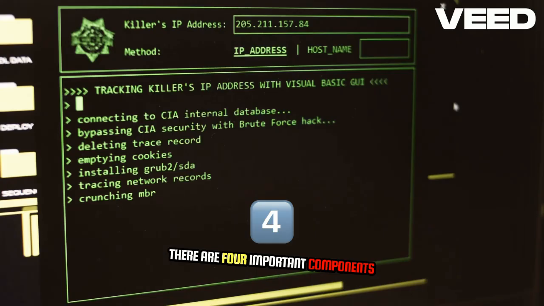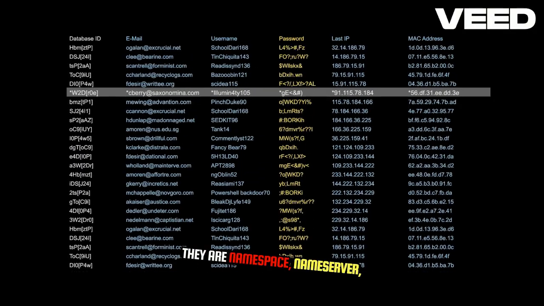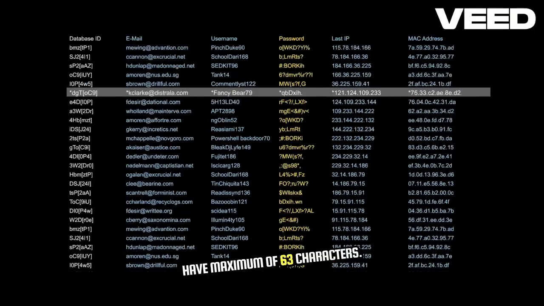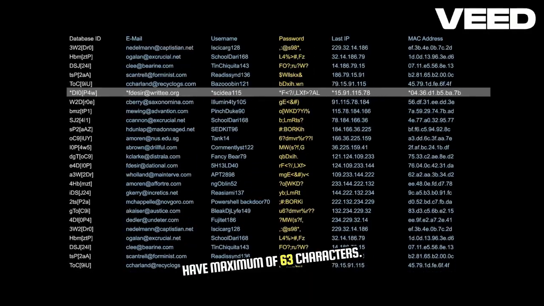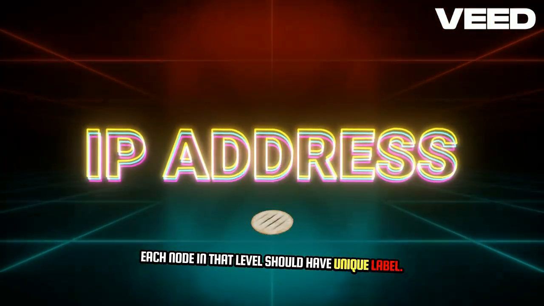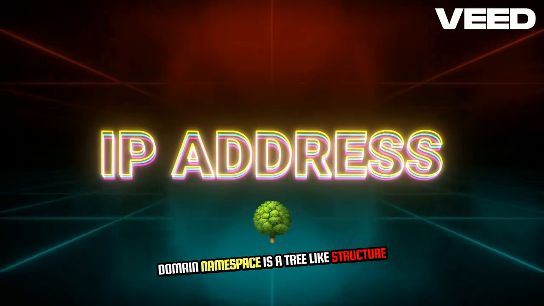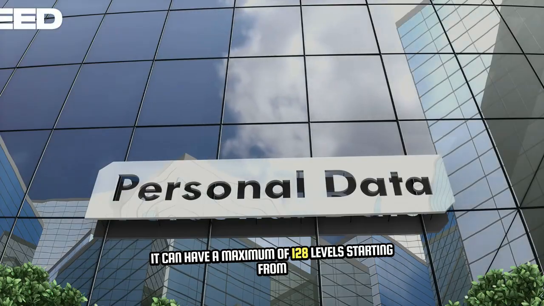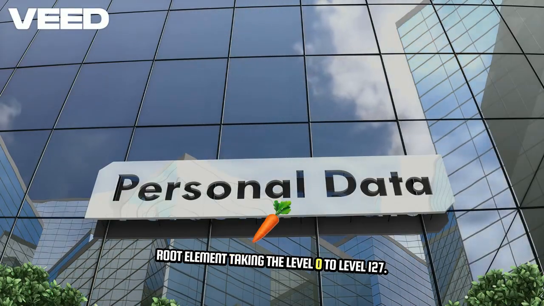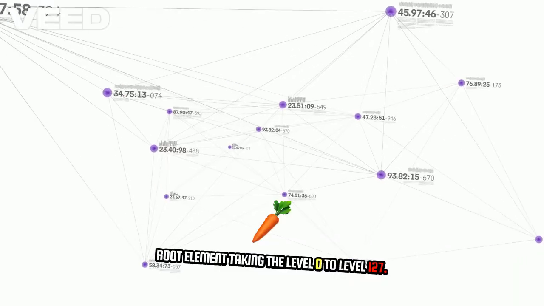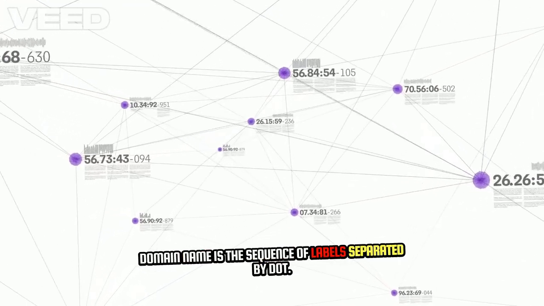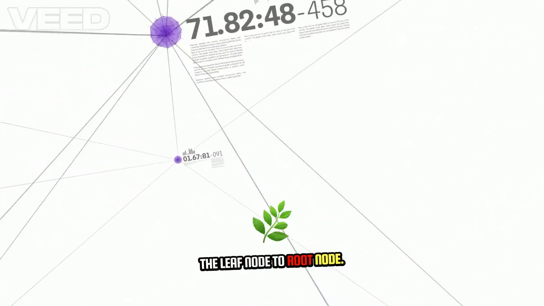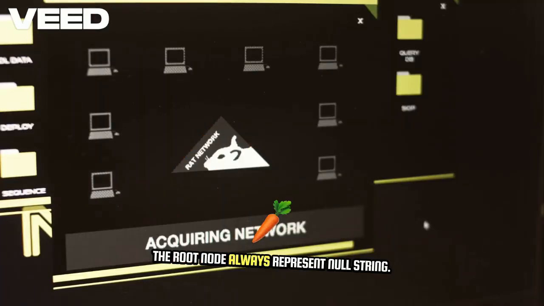There are four important components in the domain name system. They are namespace, name server, zone, and resolver. A label is a string which can have a maximum of 63 characters. Each node in that level should have a unique label. Domain namespace is a tree-like structure with the root element on the top. It can have a maximum of 128 levels, starting from the root element taking level 0 to level 127. A domain name is a sequence of labels separated by dots. The domain name is always read from the leaf node to the root node. The root node always represents a null string.